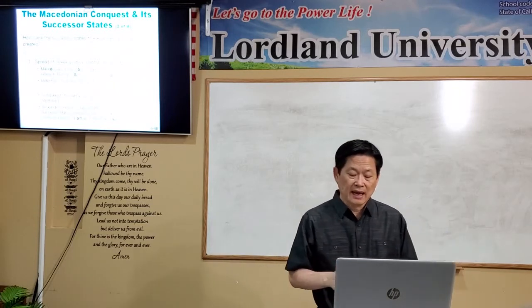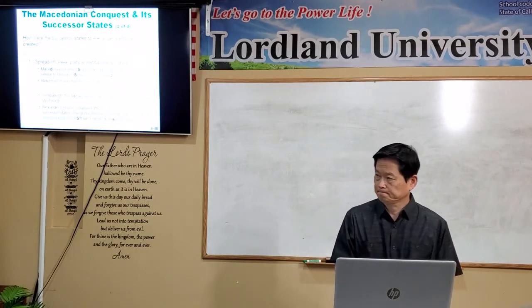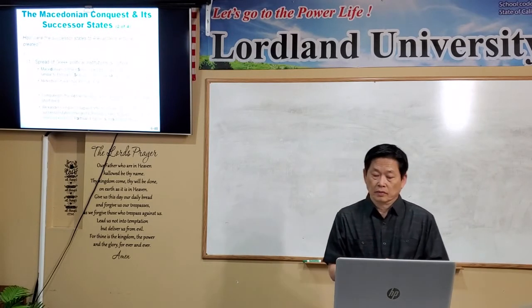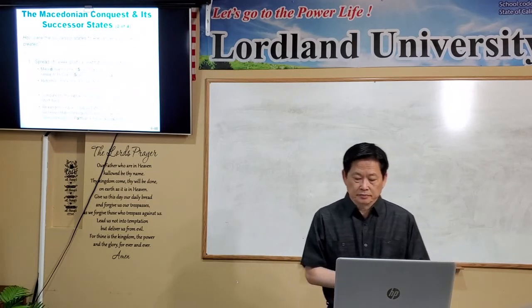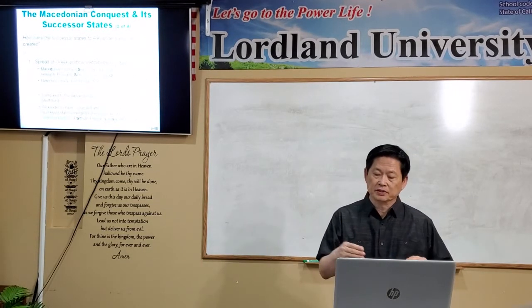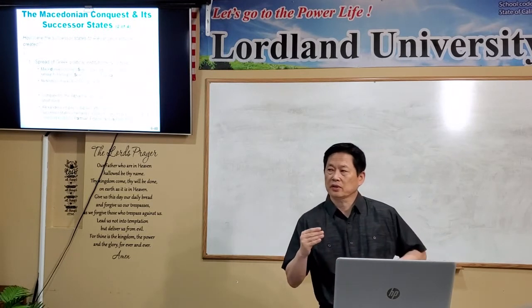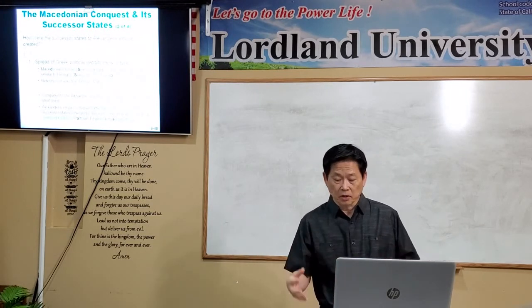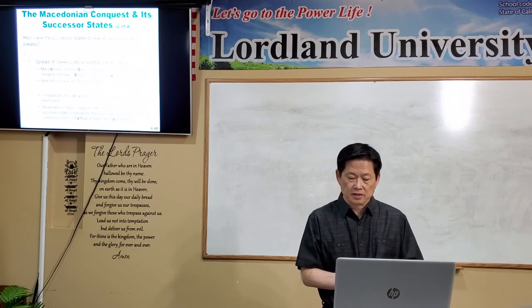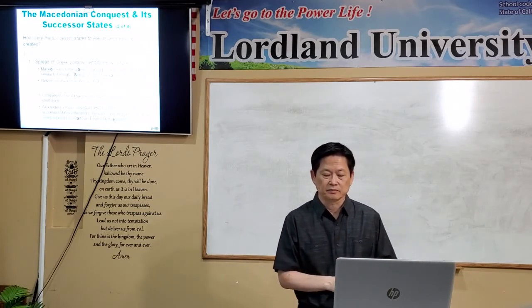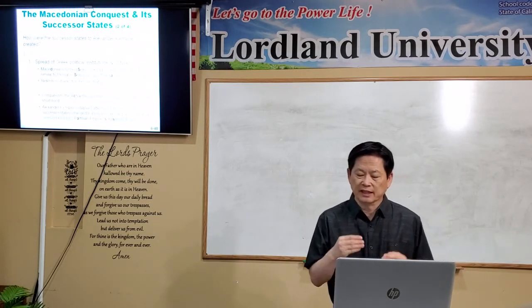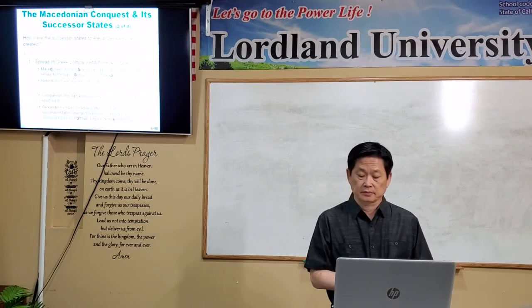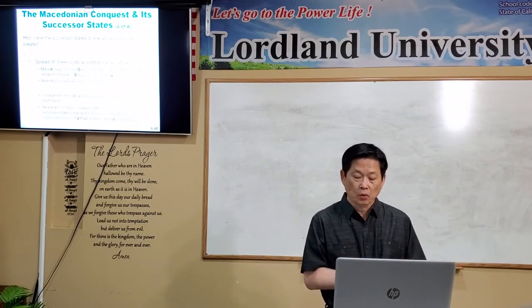Compared to the Achaemenid Empire, Alexander's empire was short-lived. Alexander's empire collapsed after his death, and a number of successor kingdoms emerged in Persia. That successor kingdom was the Seleucid kingdom.